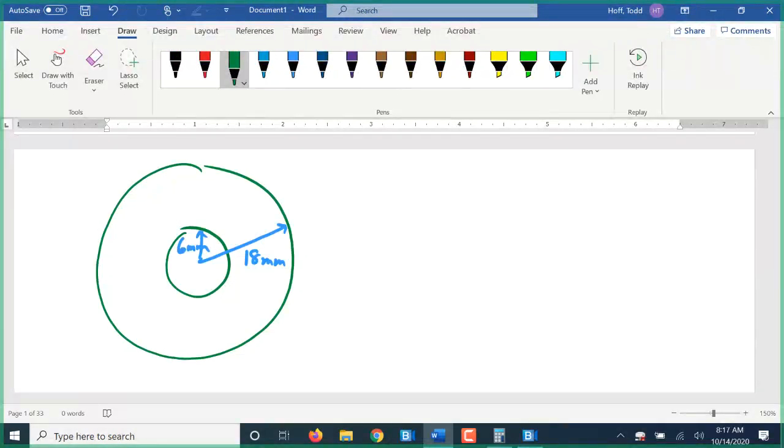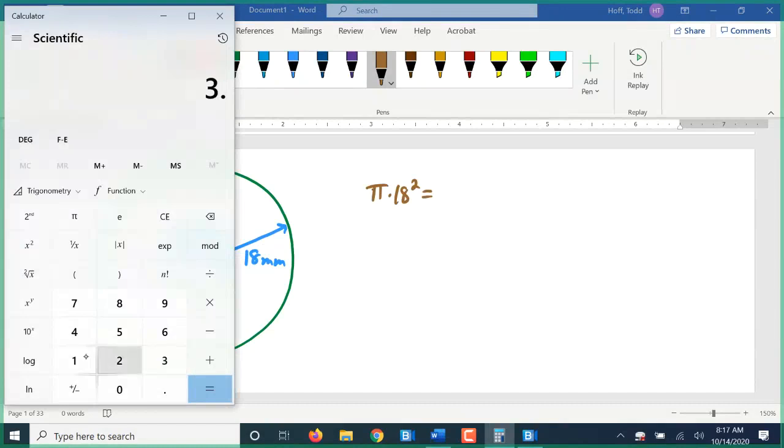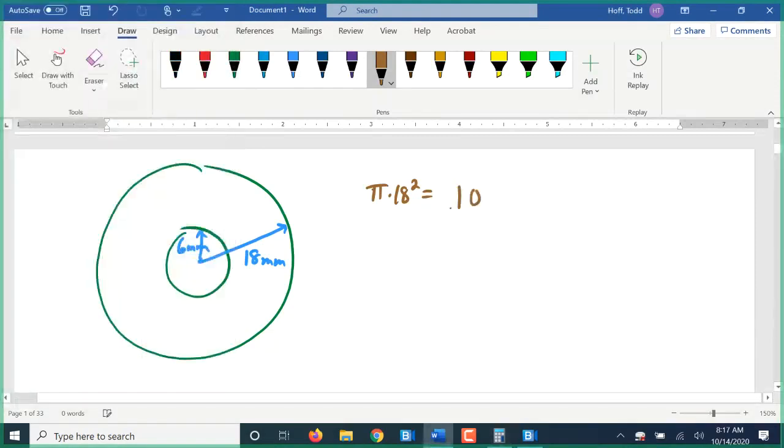Okay, so we're going to start off here with the area of the big circle. That's going to be pi times 18 squared, or 1,017.36 millimeters squared. Then we're going to find the area of the small circle. That'll be pi times 6 squared.